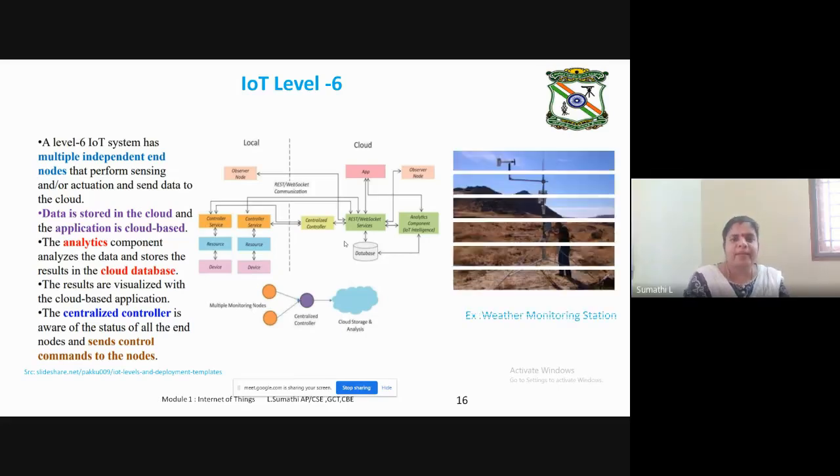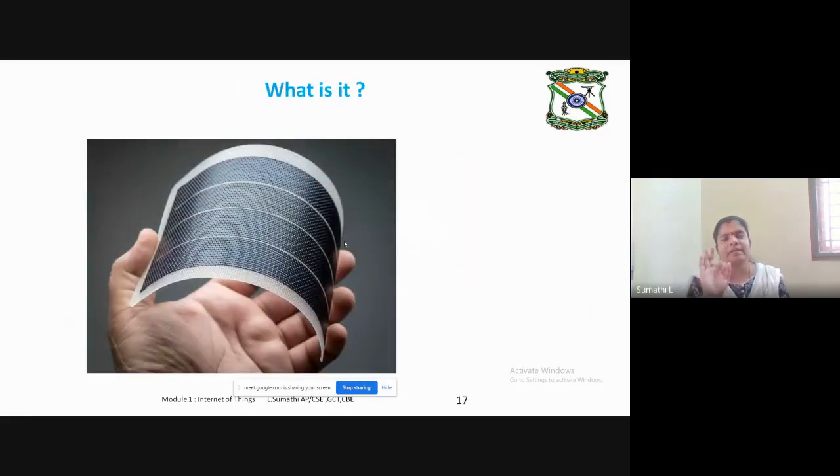That is the summary. For the first 3 levels, you have a single node, and for the next 3 levels, you have multiple nodes. For the first level, you don't use cloud. For the second level, you use cloud only for storage, and in the third level, you use cloud for both storage and analysis. In the fourth level, you have an observer node, in the fifth level, you have a coordinator, and in the sixth level, you have a centralized processor. This is the summary.